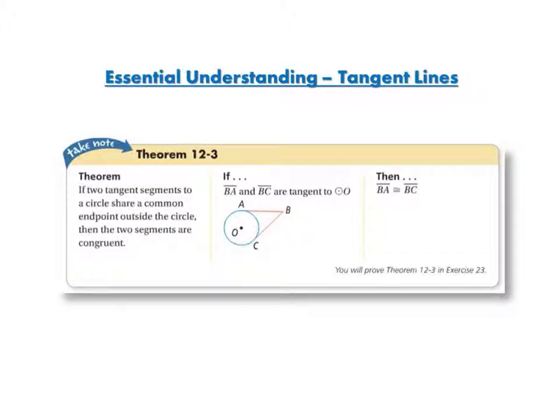Another theorem is that if you have two tangent segments to a circle, they have a common endpoint. So if we have two tangent lines coming out from point B, which is outside the circle, we have 2 points of tangency, point A and point C. So if we have these two tangent lines coming out of that one endpoint outside the circle, then these segments are congruent. They are the same length.